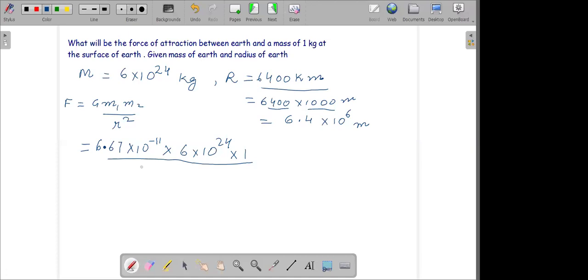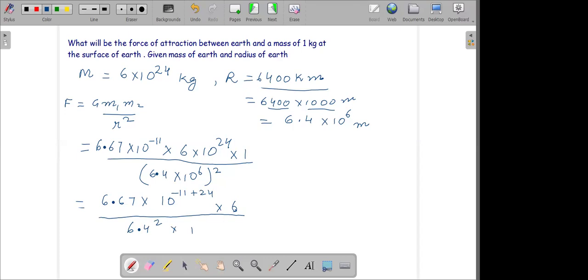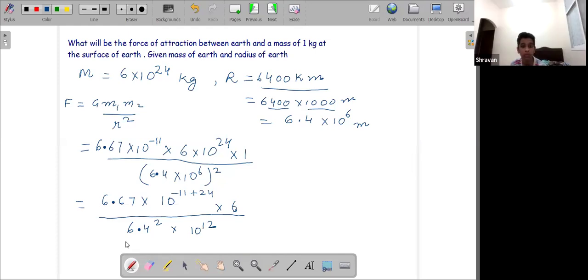So you get this as 6.4 multiply 10 to the power 6 whole squared. You see? You get 6.67 multiply 10 to the power minus 11 plus 24 and multiply 6. The denominator is 6.4 square multiply 10 to the power 12. Sharwan, did you get this? Also just check everything. Did you get the same?